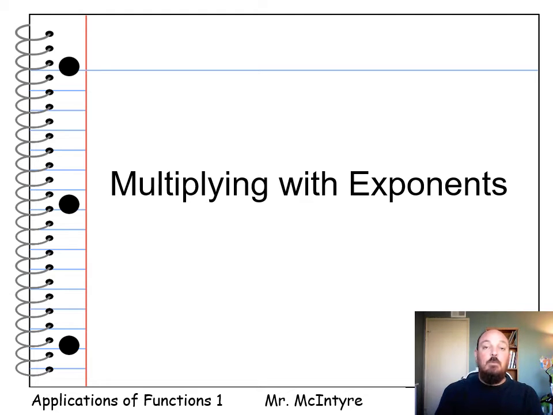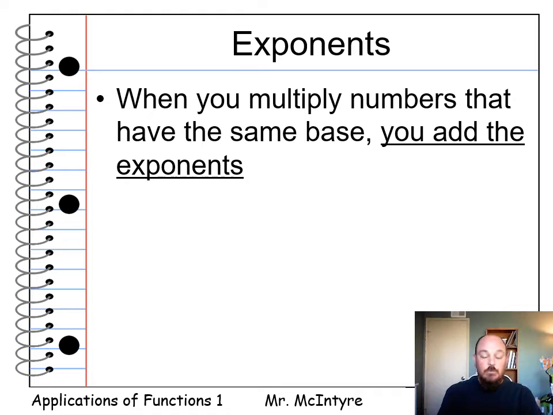All right, today we're going to talk about multiplying with exponents. Now I'm going to start with the rule, and then we'll take a look at where it comes from. So the rule is, if you're multiplying numbers that have the same base, and we learned what that word means yesterday, then you're going to add the exponents.